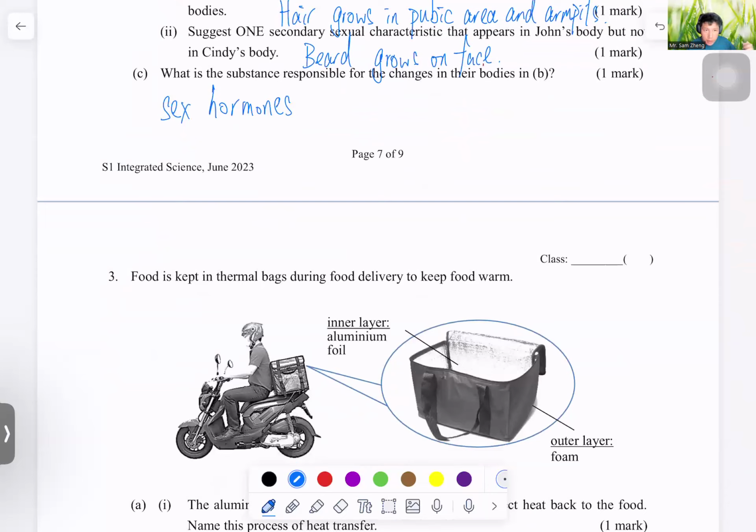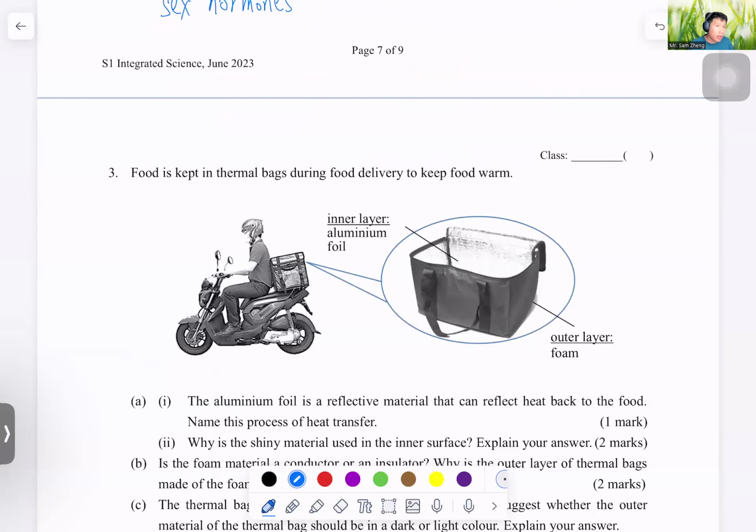Okay, so when we receive high levels of sex hormones, then in this case the body will try to develop. And for example, some of the sex hormones will control the ovulation and also control the maturation of the ova.